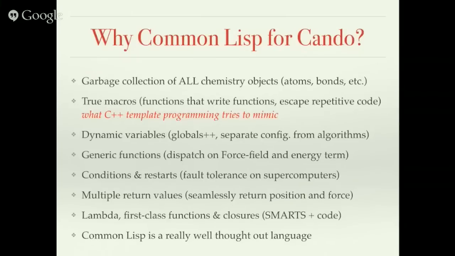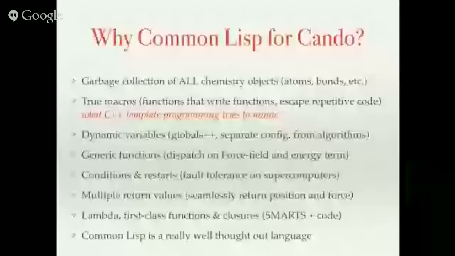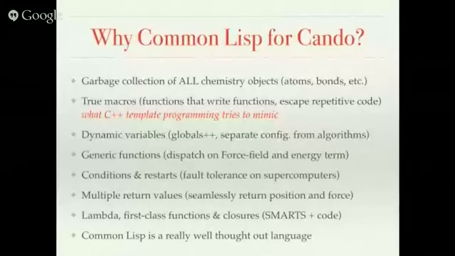So the main thing about using it for CANDO is it lets me garbage collect all my chemistry objects. So atoms and bonds are implemented in C++, they're exposed to Common Lisp, and they're all garbage collected. And I have compacting garbage collection working with C++ objects. I'll tell you a little bit about that. It's got true macros. So macros are functions that can generate code on the fly.